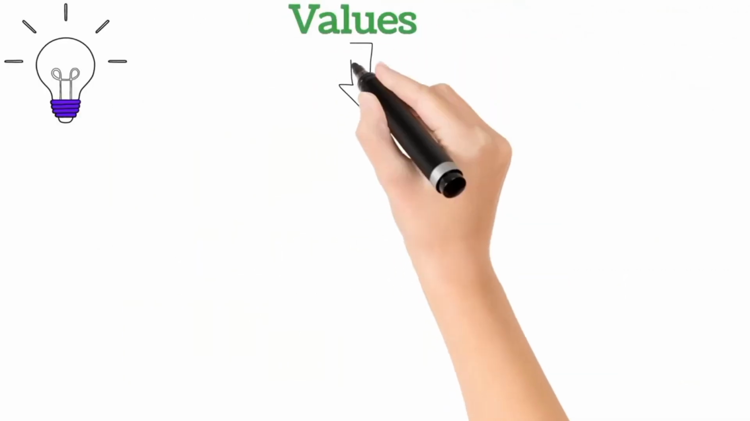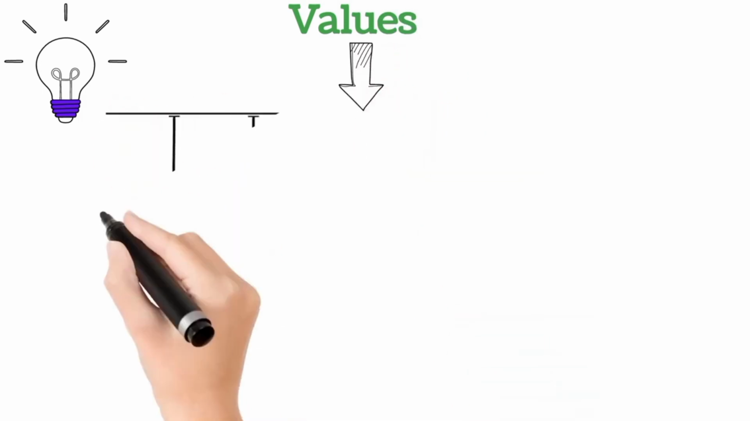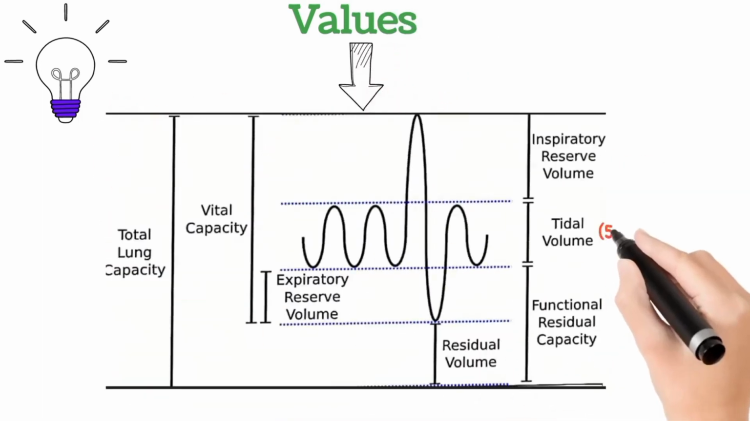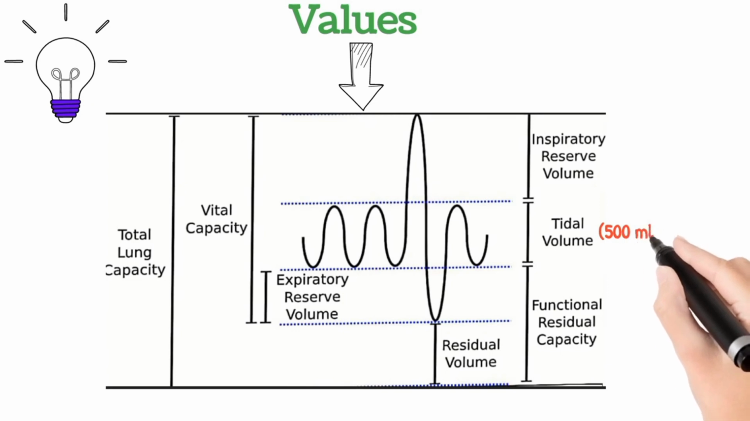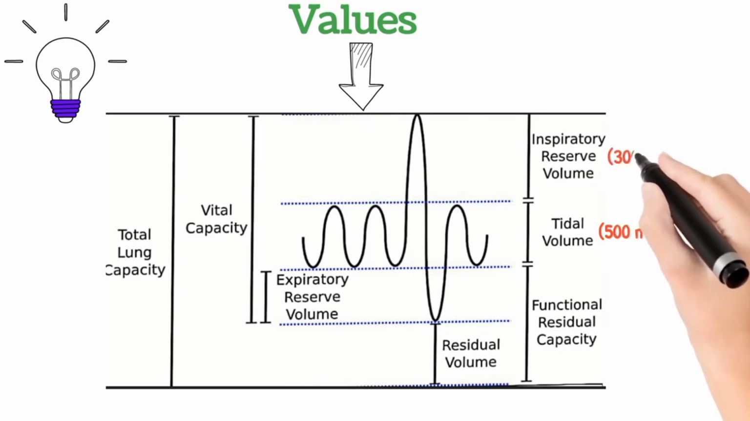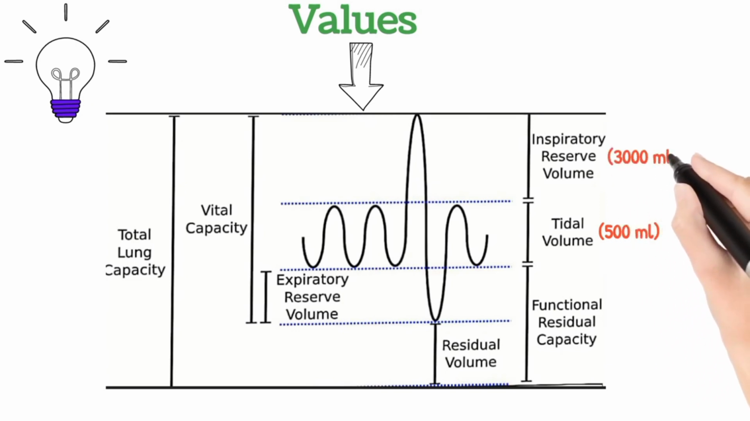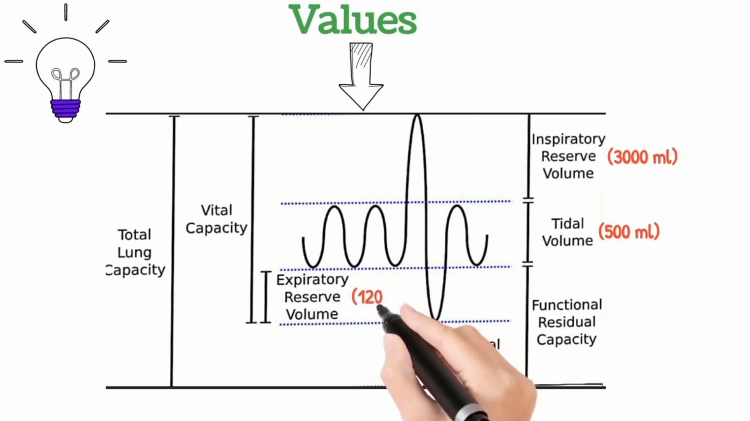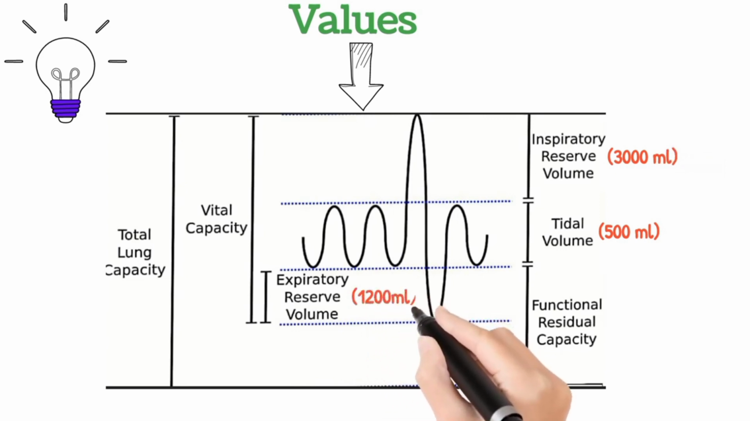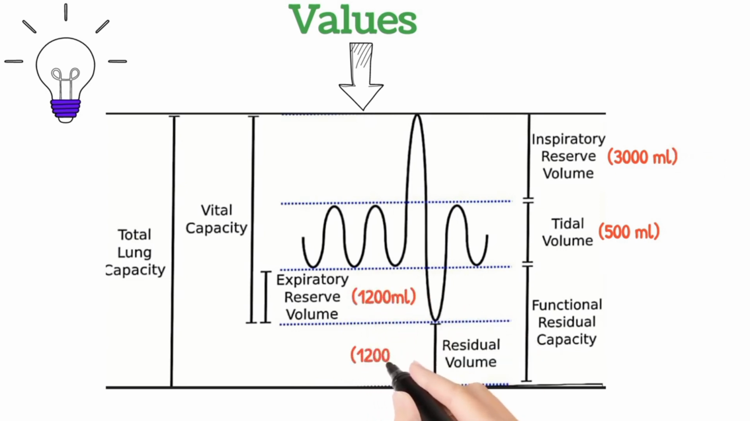Let's discuss the values of these lung volumes now. Tidal volume is 500 ml. Inspiratory reserve volume is 3000 ml. Expiratory reserve volume is 1200 ml. Residual volume is 1200 ml.